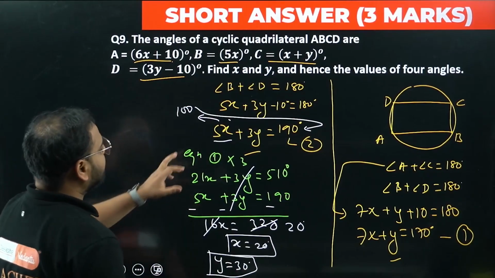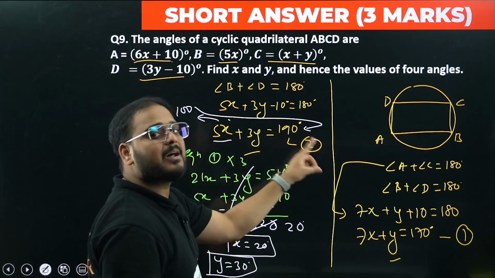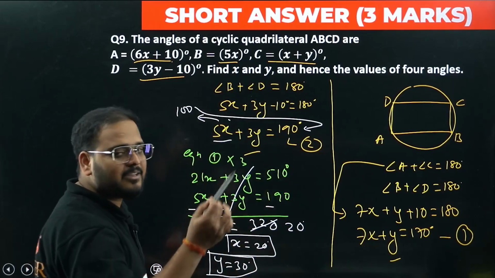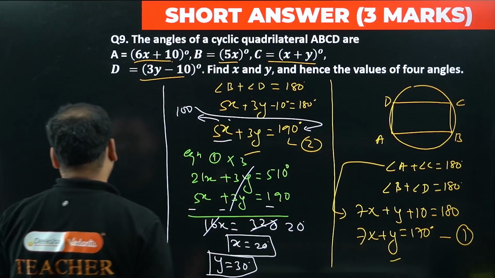What I've done here, put in this equation, I put x as 20. So 100 on that side, 190 minus 100. So 90. 3y is left on the LHS side. Bring 3 on that side. 90 by 3 is how much? 30 degrees. Now I will solve for the angles here.